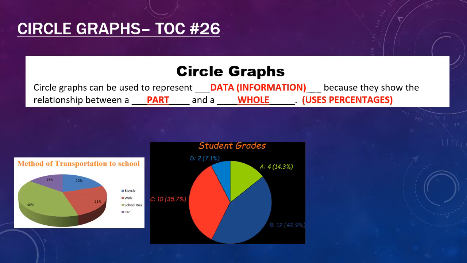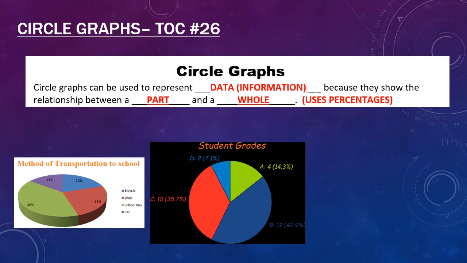The next biggest section was C's. That's 10 students or 36%, about 36%. And then A's was 4 students or 14%. And then D's was 7% or 2 students. Thank goodness there's not an F's section there.